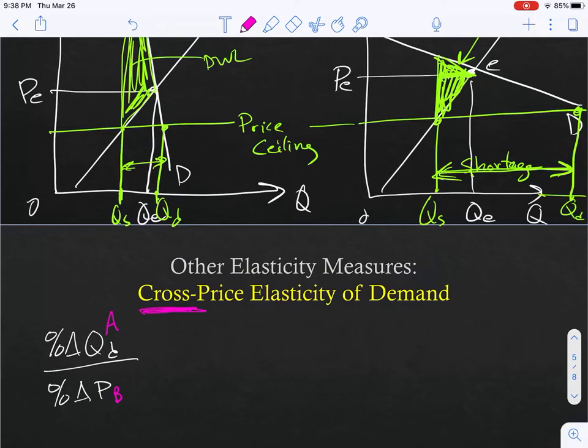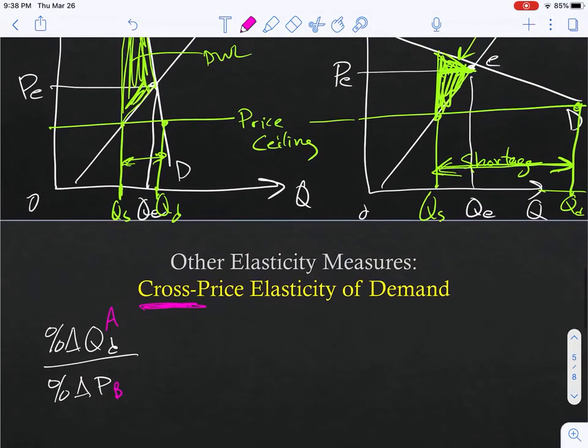We're going to look at the quantity demanded of good A and the price of good B. So if the price of B goes up, what happens to sales of A? Do sales of A go up a little bit? Do they go up a lot? Do they go down a little bit? Do they go down a lot? Elasticity describes how big that change is, and the direction actually tells you something about the goods themselves.